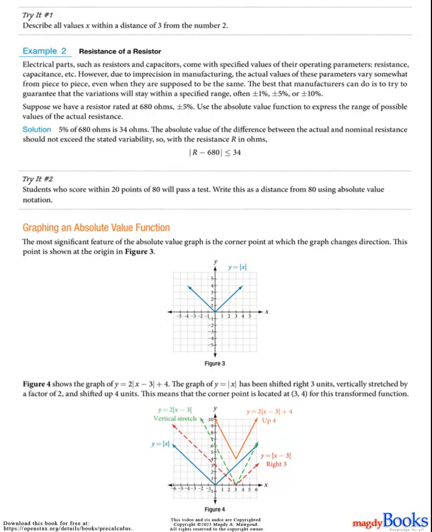Figure 4 shows the graph of y equals 2 times the absolute value of x minus 3, plus 4. The graph of y equals the absolute value of x has been shifted right 3 units, vertically stretched by a factor of 2, and shifted up 4 units. This means that the corner point is located at (3, 4) for this transformed function.